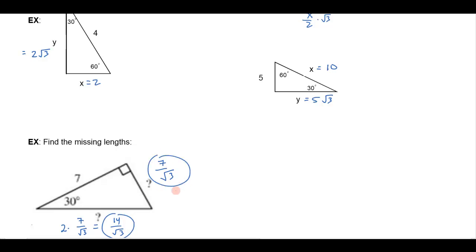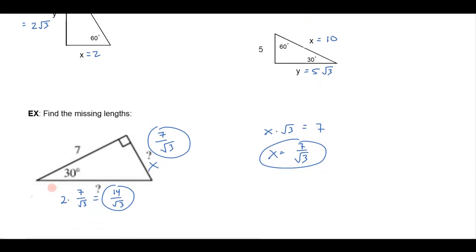Okay? If you can't do that in your head, just call it x for the time being, and then you would know that x times the square root of 3 has to be 7, the longer leg, so x has to be 7 divided by the square root of 3. Okay? And then the hypotenuse is always twice the short leg, so I just multiply that by 2 and I'll get 14 divided by the square root of 3.